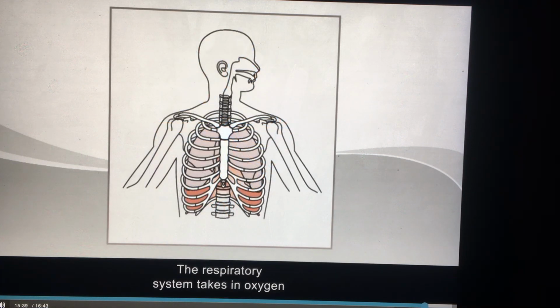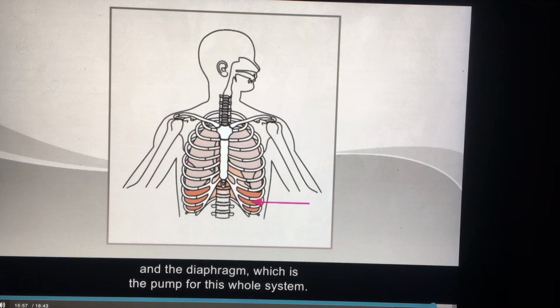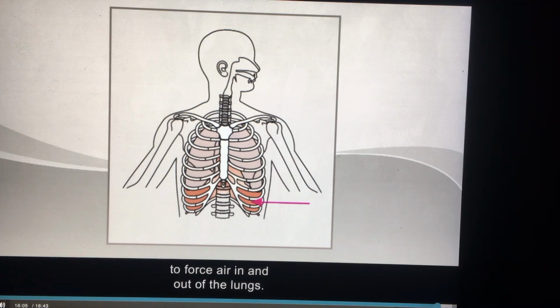The respiratory system takes in oxygen to be absorbed by the blood and then exhales carbon dioxide, which is oxygen's toxic byproduct. Its primary organs include the lungs, which are spongy muscles composed of cells into which air enters when you inhale, and the diaphragm, which is the pump for this whole system. It's located between the chest cavity and the abdomen. It expands and contracts automatically to force air in and out of the lungs.